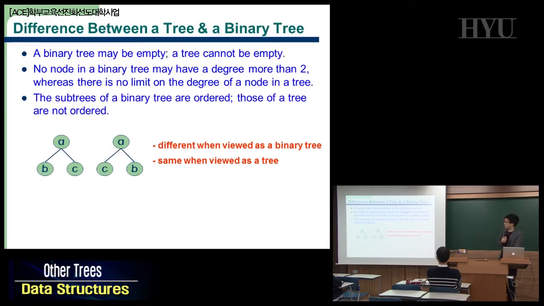And the difference between a binary tree and a general tree, I mentioned: no degree of 2. A binary tree may be empty, while trees cannot be empty. That's what we discussed last class. And the subtrees of a binary tree are ordered, while those of a tree are not ordered. ABC, ACB. If you want to make a distinction between those two, you can treat one as a binary tree and the other as a general tree with degree 2.